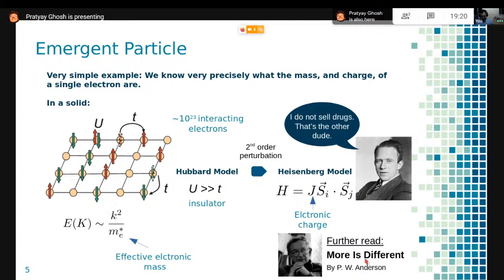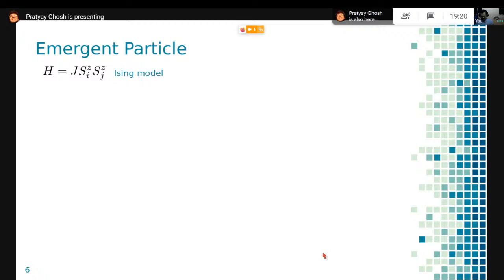I was with Anderson. This paper is actually very philosophical. It doesn't do any mathematics, but it's a very nice read to understand the philosophy of science. Now I will talk about this emergence and how it comes in condensed matter systems. But I will not take the Heisenberg model. The Heisenberg model is really complicated.